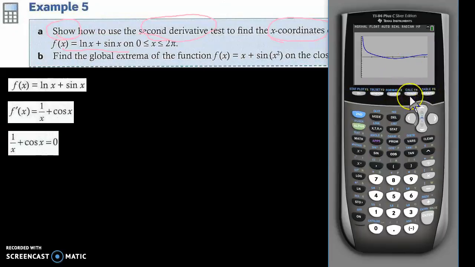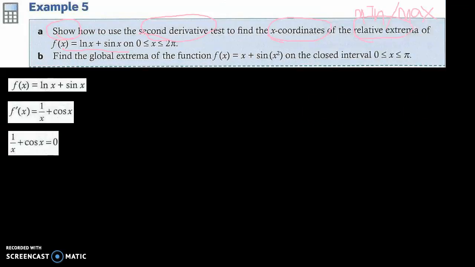So to find the exact value, I'm gonna second trace, and I'm gonna find 0. And let's start with the one on the left. So make a left wall on the left of the 0, a wall on the right of the 0, and then somewhere close a guess. Okay, so my first 0 is at 2.074. Let me type that down. X equals 2.074.